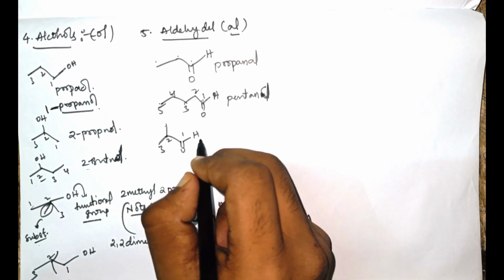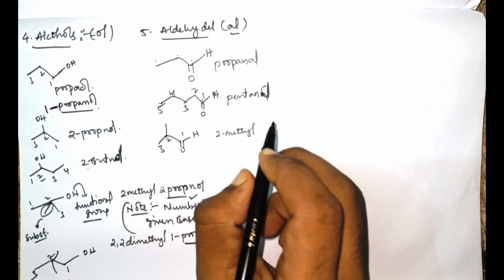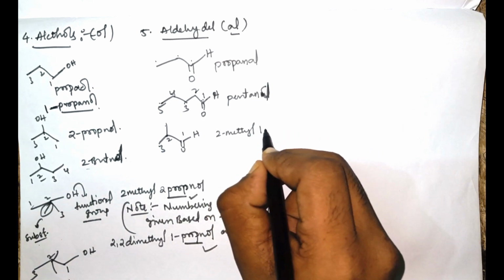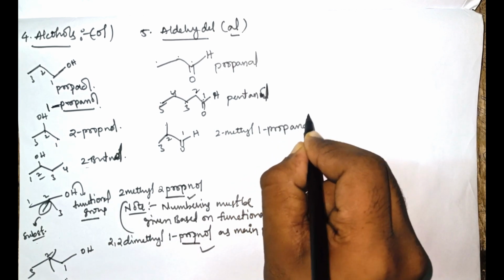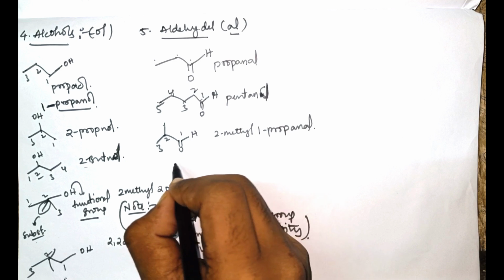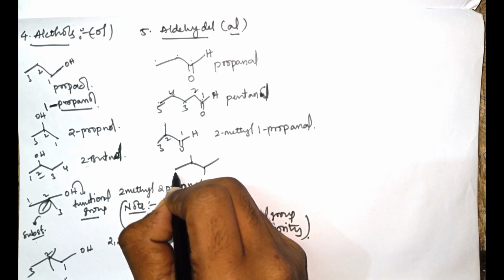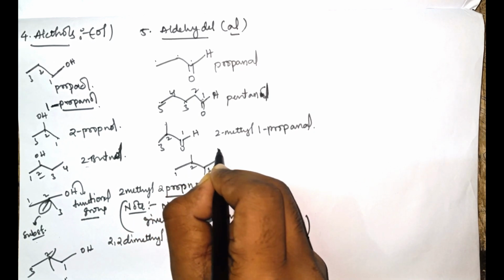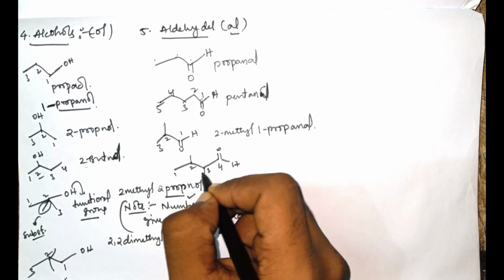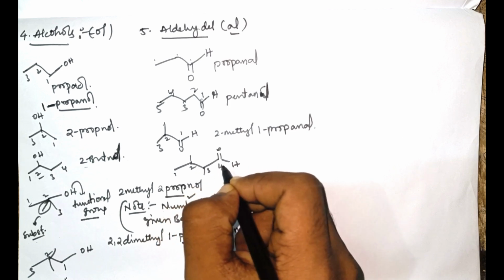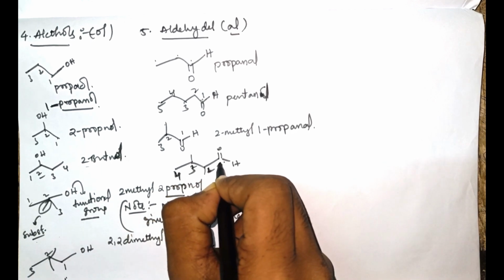So now let us continue with the example. We have 2-methyl, and where do we have this aldehyde? At first carbon, so it's like this, 2-methylpropanal. So let us go with the next example, and this example shall be like this: 1, 2, 3, 4, and we have 1, 2, 3, 4. This must be the numbering manner.